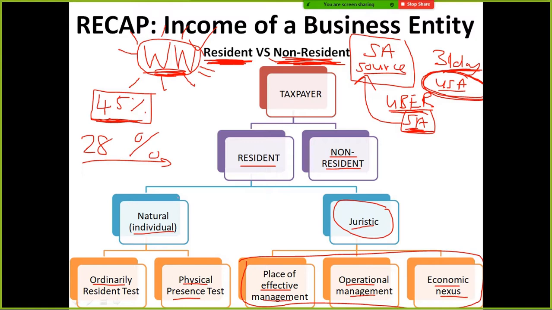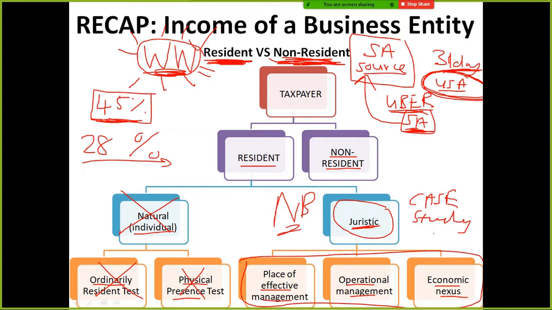This I haven't seen them test. They don't really test that because they don't really cover it. They test this. I've seen past paper questions where they've asked students to discuss whether a company would be considered a resident or a non-resident based on the case study. So UNISA gives you a case study.